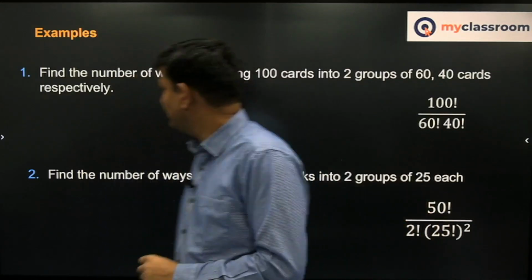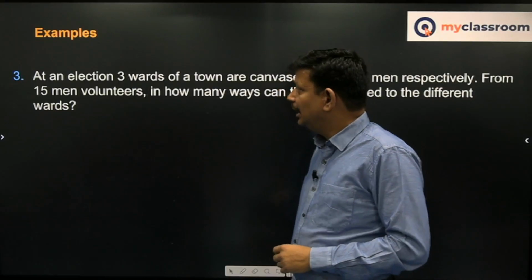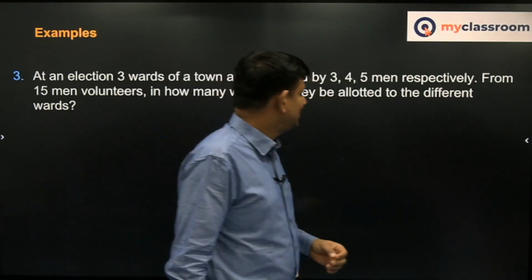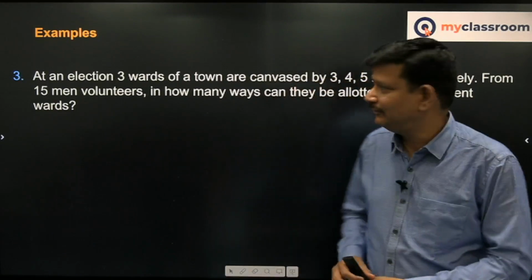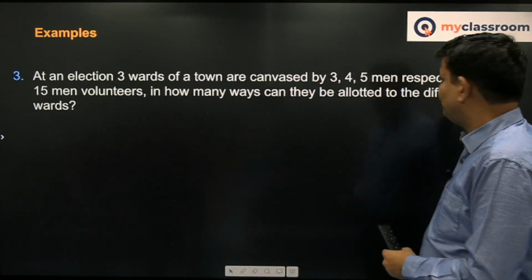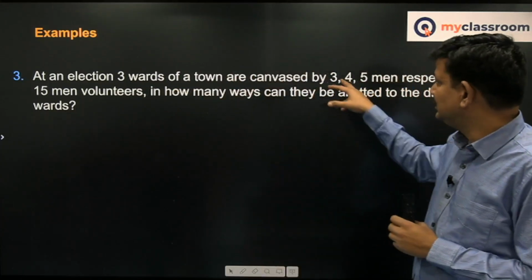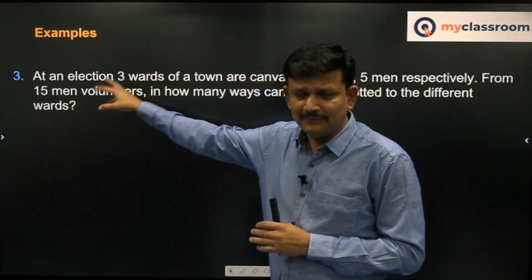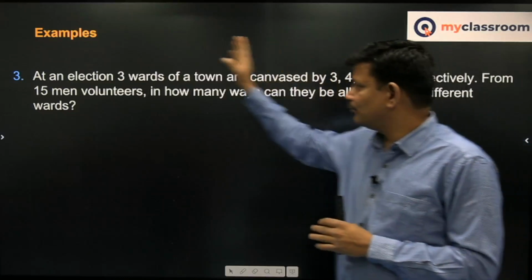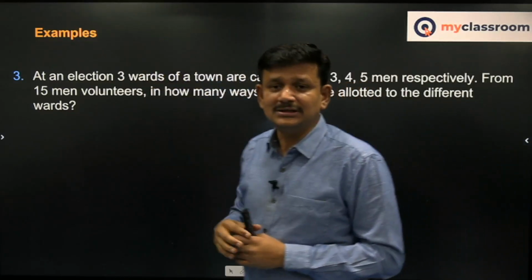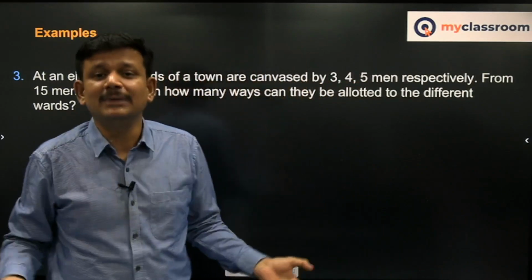Another question: at an election, 3 wards are to be canvassed by 3, 4 and 5 men respectively from 15 volunteers. So, from 15 volunteers, 3 volunteers are to be canvassing in one ward, another 4 volunteers will be canvassing in the second ward, 5 men will be canvassing in the third ward, and what will the remaining people do?